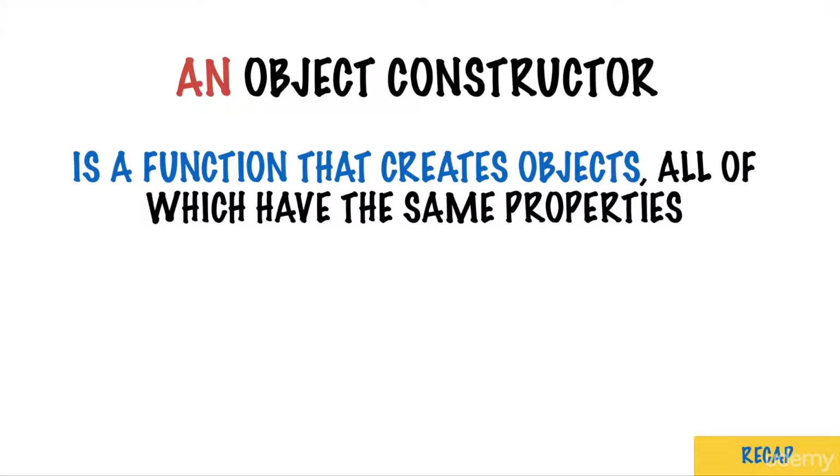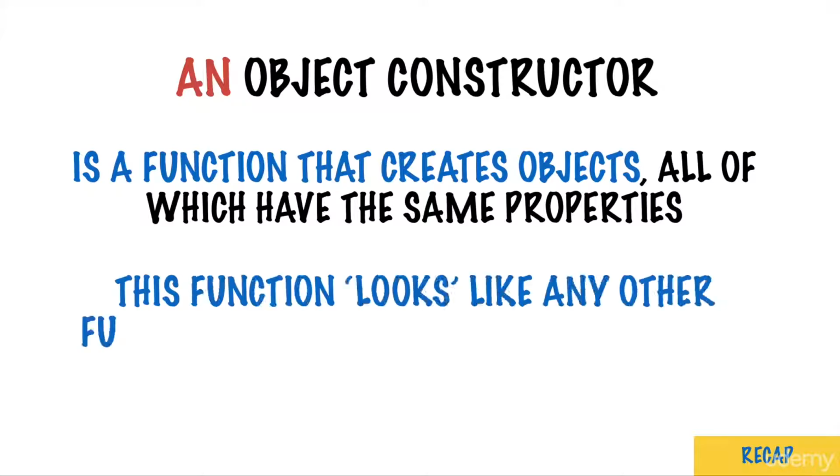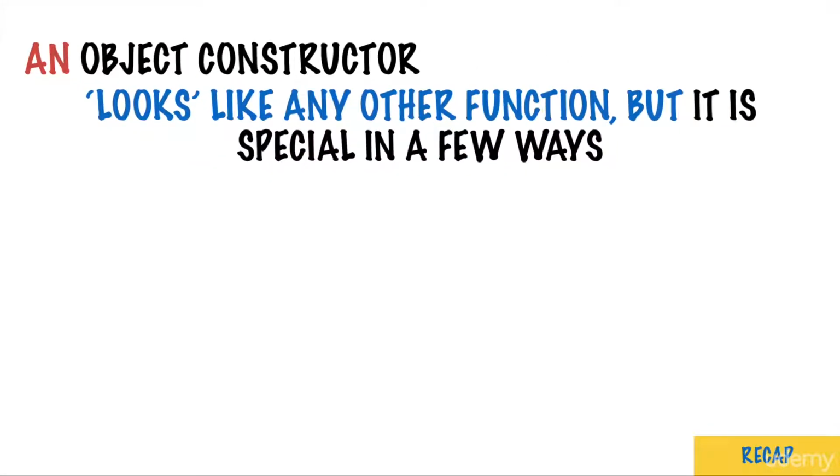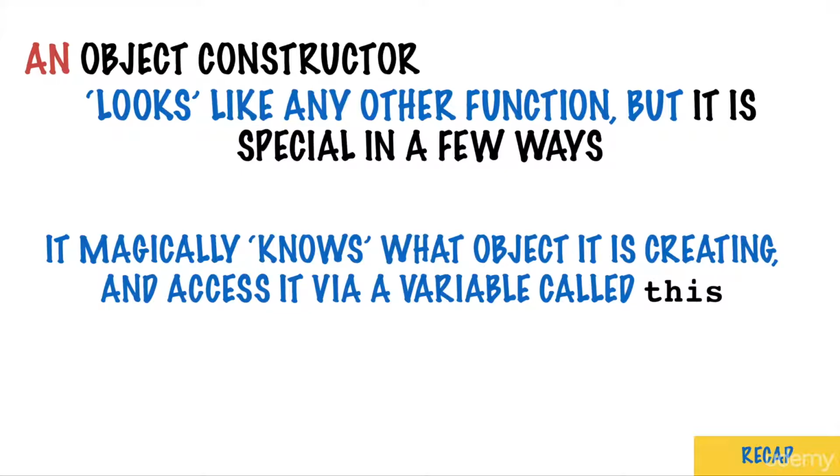We know it's a function that creates objects, however many you want, and all of those objects have the same properties. The object constructor function looks like any other function. If you were to just see it written out in code, it looks like any other function, but it's special in a few ways. There are two specific ways in which an object constructor is special. The first way is that this constructor magically knows what object it's trying to create and accesses that object within the function by using the keyword this.